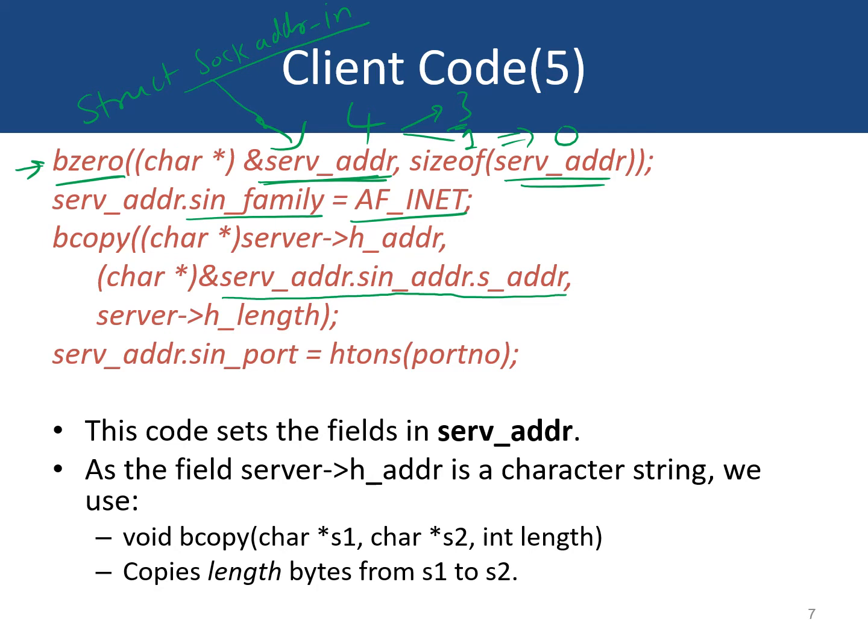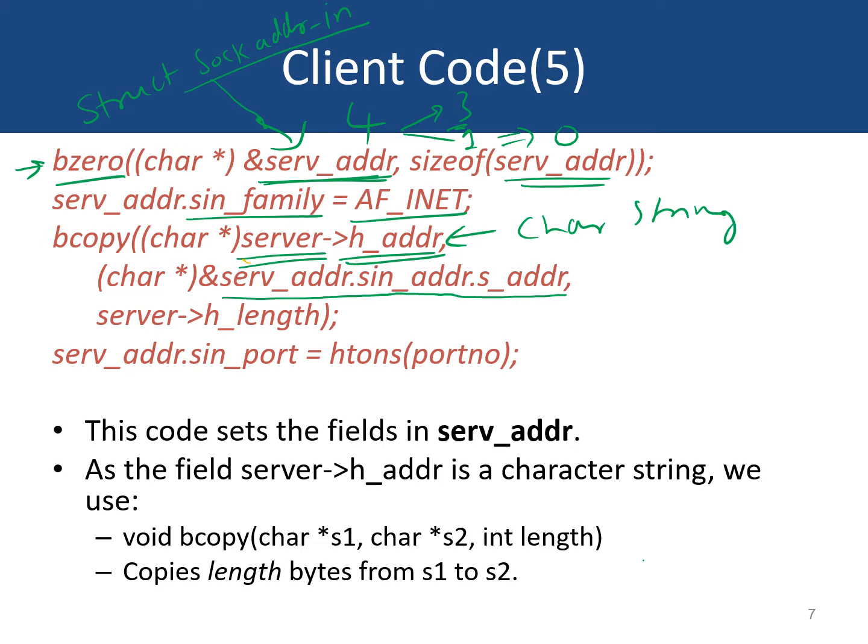Recall, the IP address of the server machine was returned by the gethostbyname function as a hostent structure type, which was stored in this server variable. We saw this on the previous slide. Further recall, the IP address of the host or the server machine is stored in the h_addr field of the hostent structure, and this field is a character string. You would recall this from the previous slide.